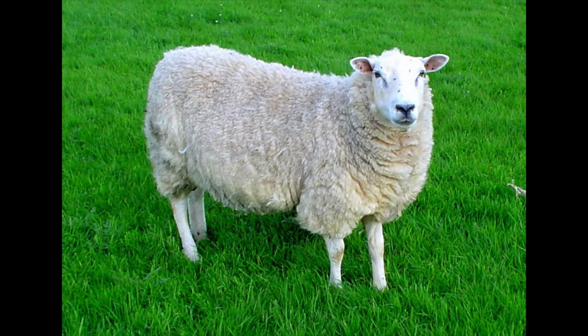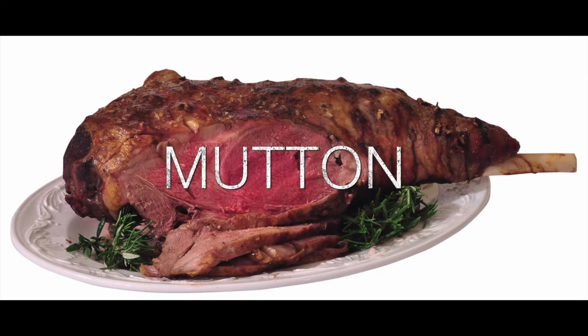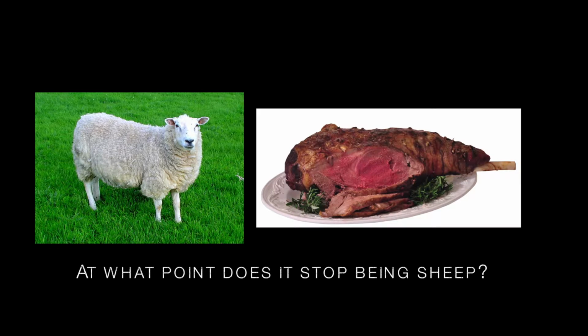We have a word for sheep, and a word for the food that the sheep turns into, mutton. But not many other countries have this duality in their language. The same word that they use for the animal when it's alive tends to be the same word they use for it when it becomes food.